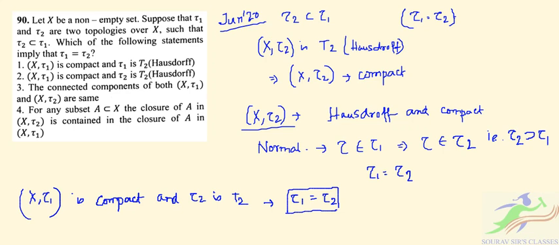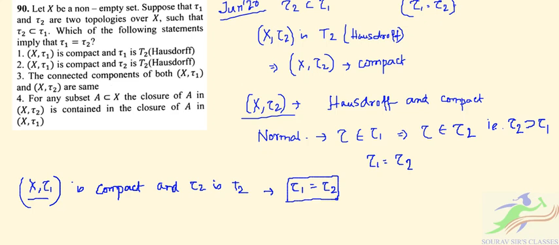So in our case, let's look at the options. (X, tau 1) is compact and tau 2 is a T2 space. So tau 1 is equal to tau 2, so option 2 is correct. Okay, tau 2 is a T2 space here.